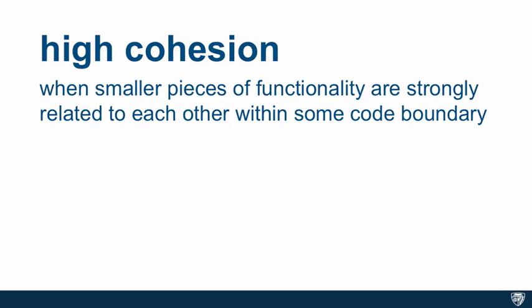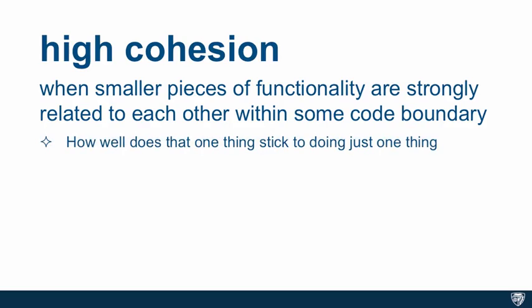But another, perhaps more important reason is because it's really a question of what you're designing for high cohesion. You can try to design a whole module for high cohesion, or you could try to design a simple function for high cohesion. It's a question of how much you zoom in, so to speak, on some area of your code. So to say it very succinctly, high cohesion is how well does that one thing stick to doing just one thing.